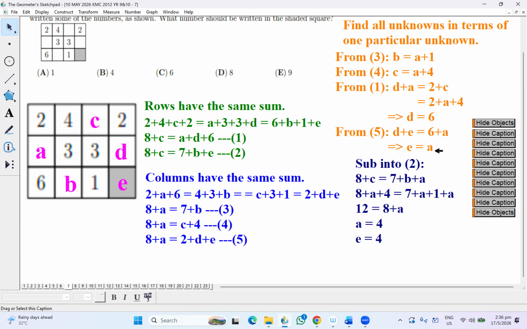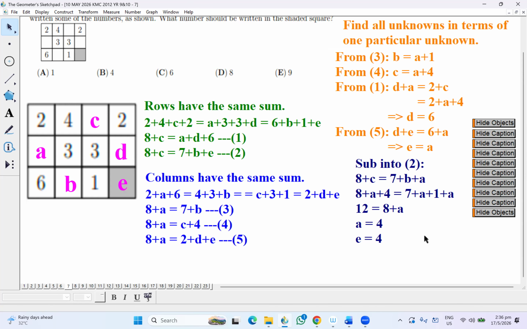Equation 2 is this one, 8 plus C, 7 plus B plus E, you change to A. Everything we try to have A. Then B is A plus 1. See why it's so strategic? When it's all A, that means can solve. See? So 12 is 8 plus A is 4, therefore E is 4.